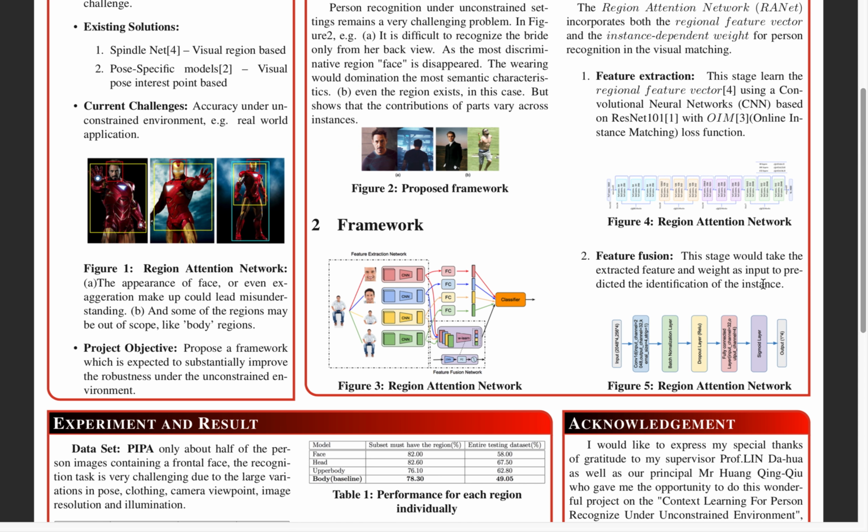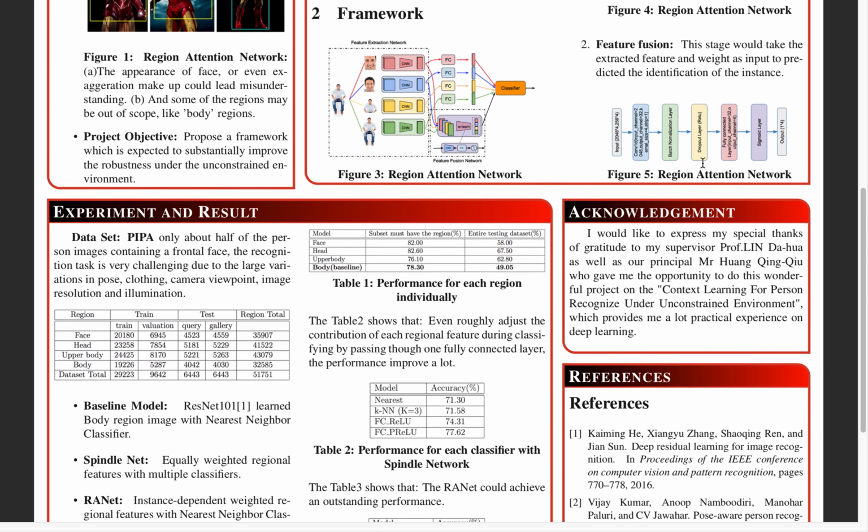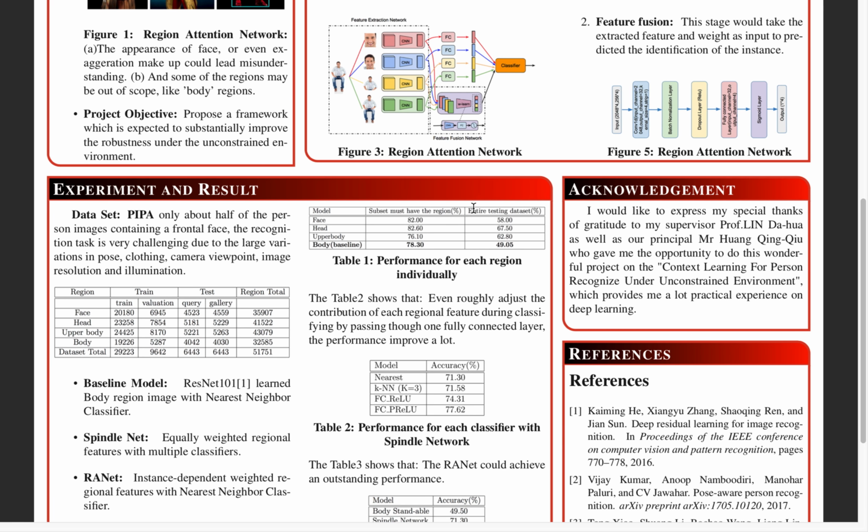And second is the feature fusion stage. In this stage, the learned region feature vectors from the previous stage would feed into the feature fusion network. The network would learn the instance-dependent weight for the specific instance's regional vectors. The output would be collected by the classifier so that we could recognize the identity of the instance. Actually, here are the network details. It is very low level, so we skip it.